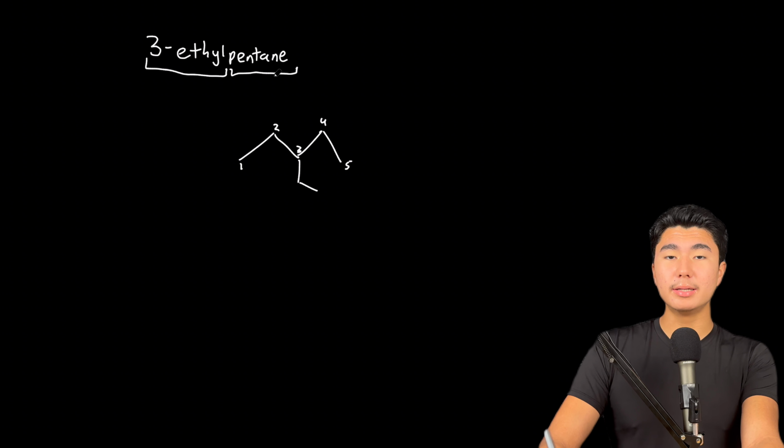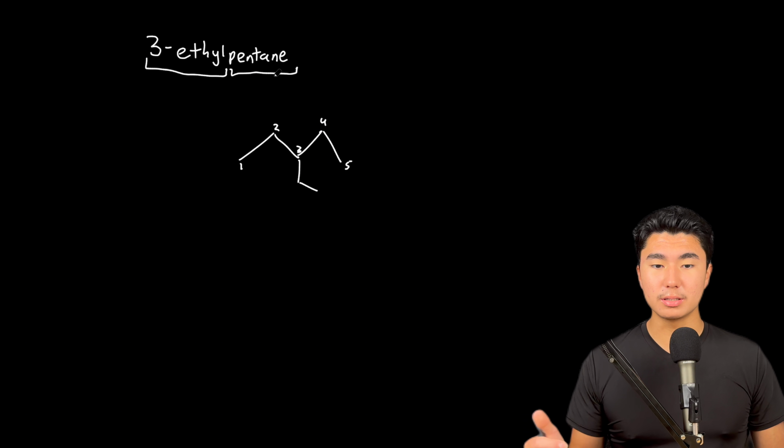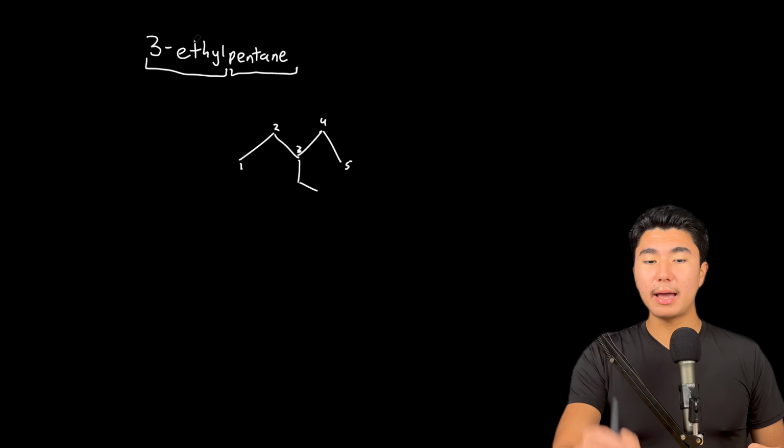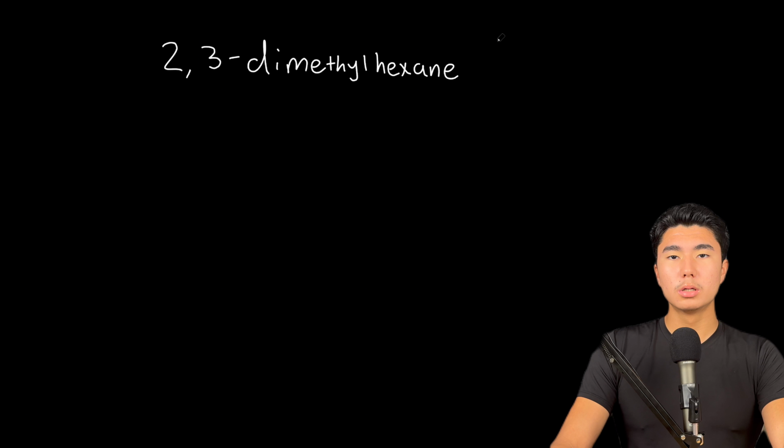Remember, pentane means 5 carbons, so the parent chain is going to have 5 carbons. And this 3-ethyl, that number is indicating at what carbon that ethyl is going to be. So now let's try this one out.